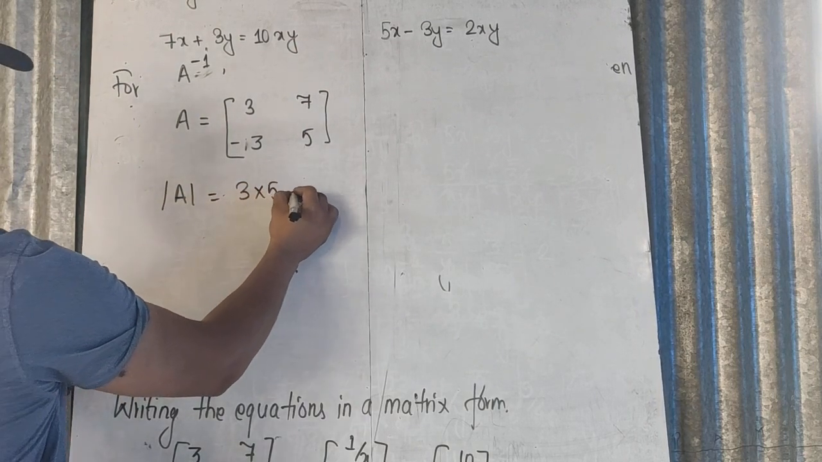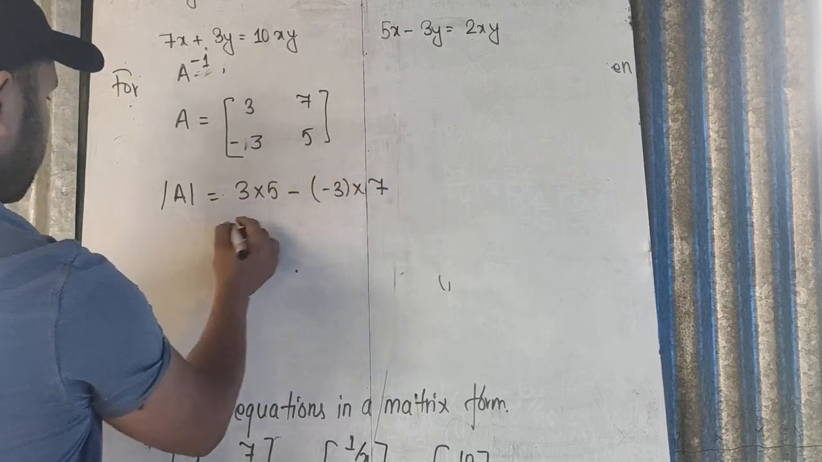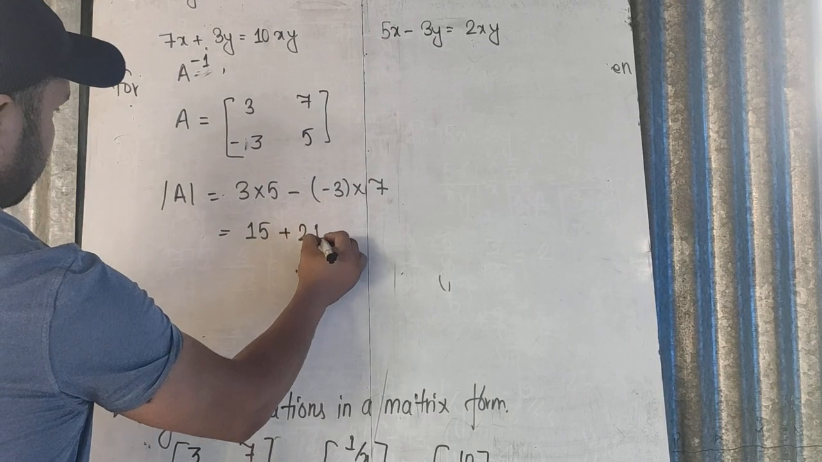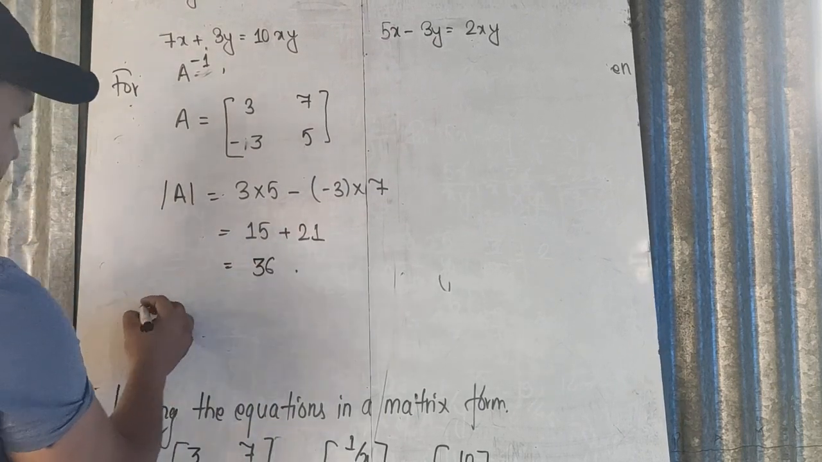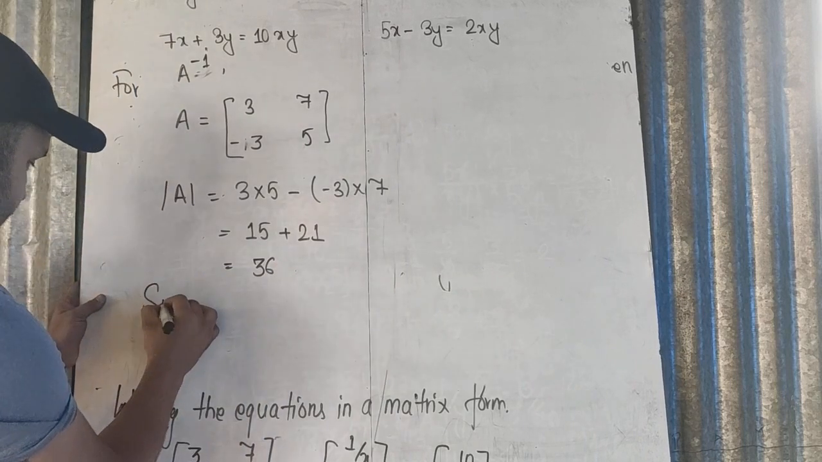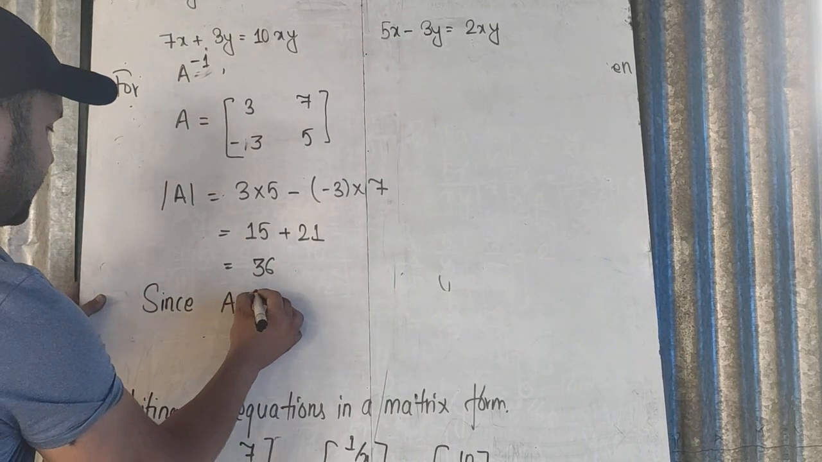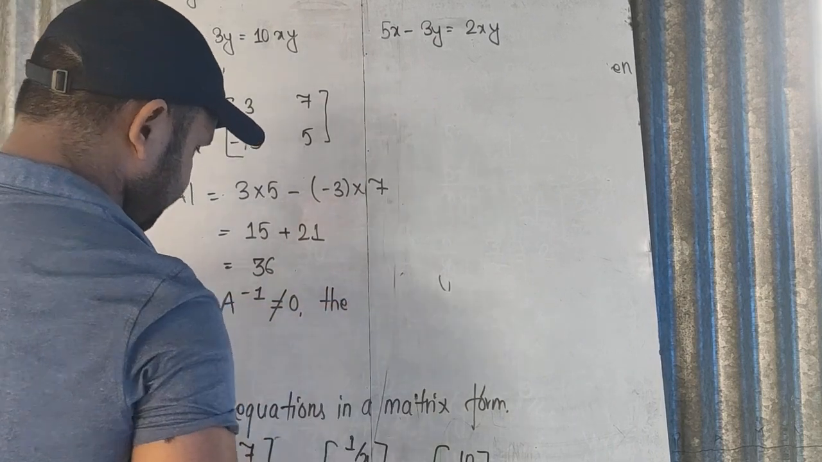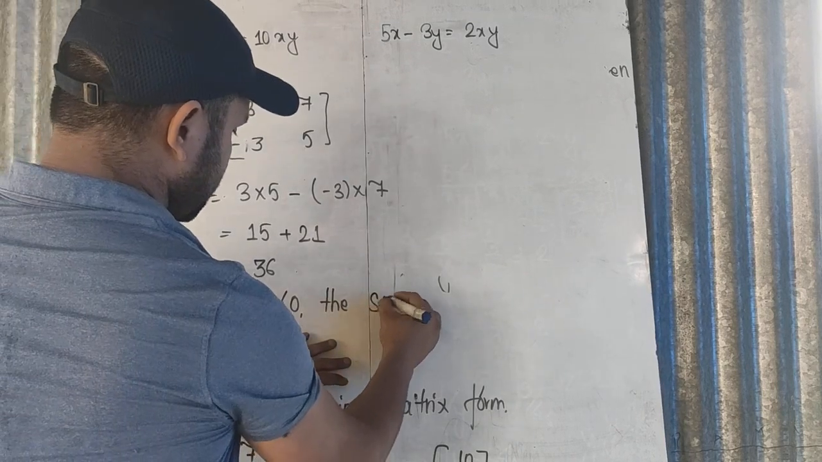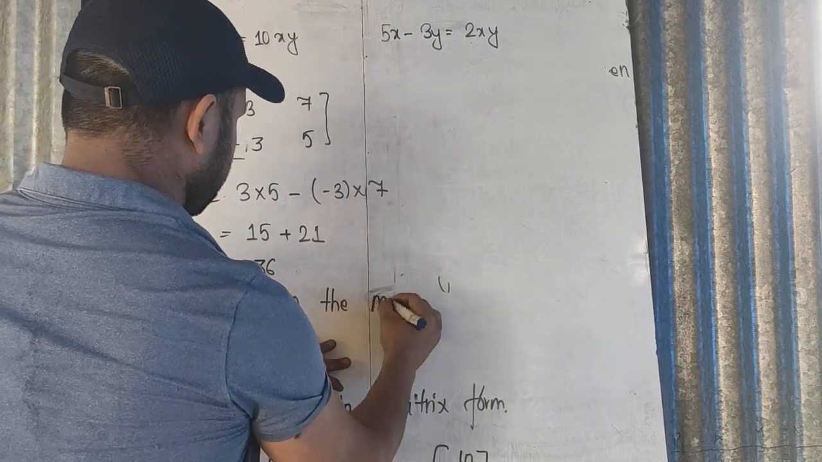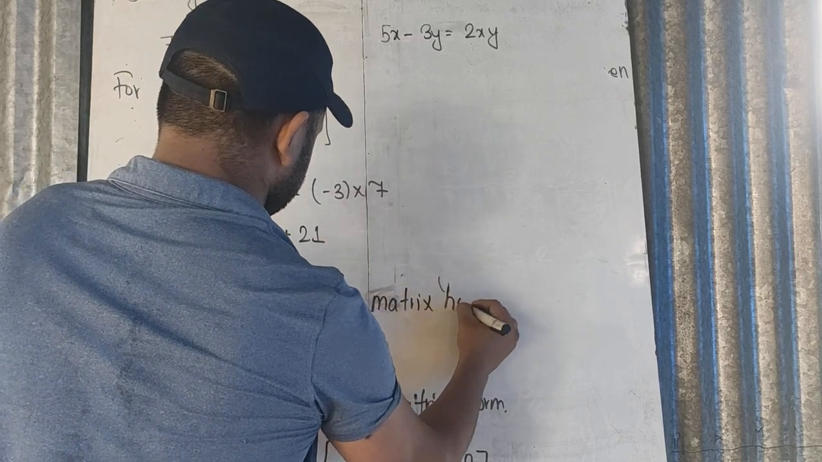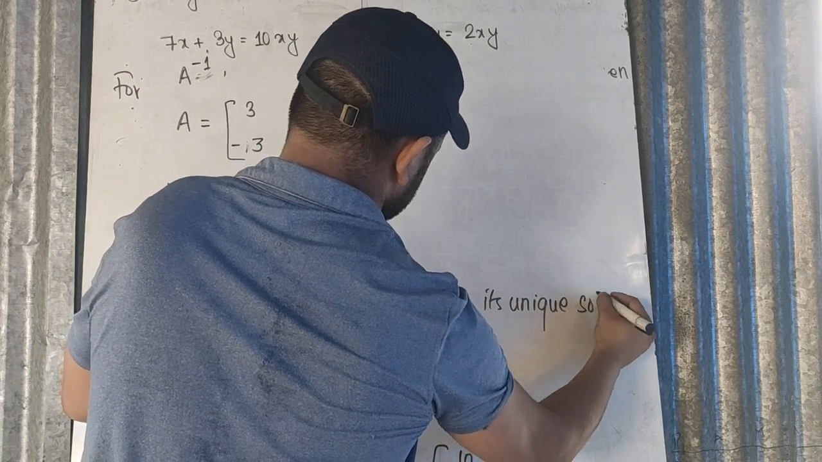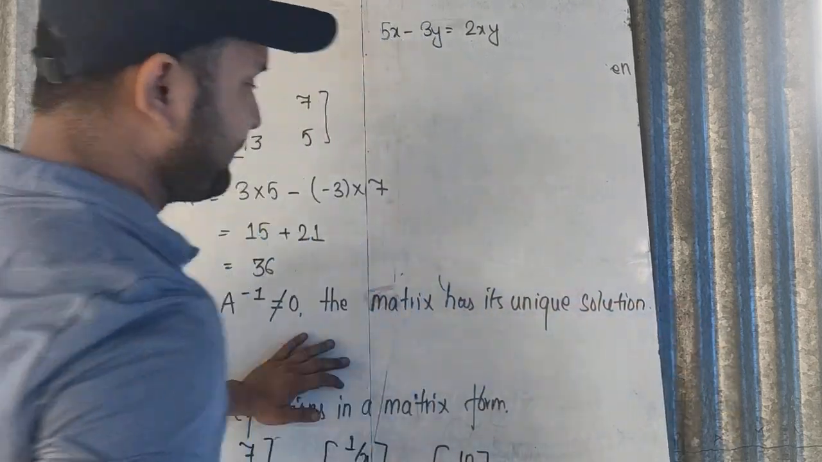Now let's find the determinant of A. 3 into 5 minus minus 3 into 7. 3 into 5 is 15 plus 21. 15 plus 21 is 36. So it's better mentioning there, since the determinant of A is not equal to 0, the matrix has a unique solution. It is very appropriate to mention these things.